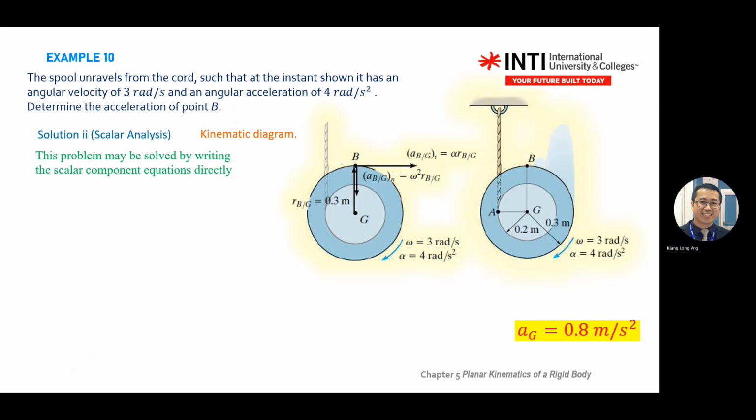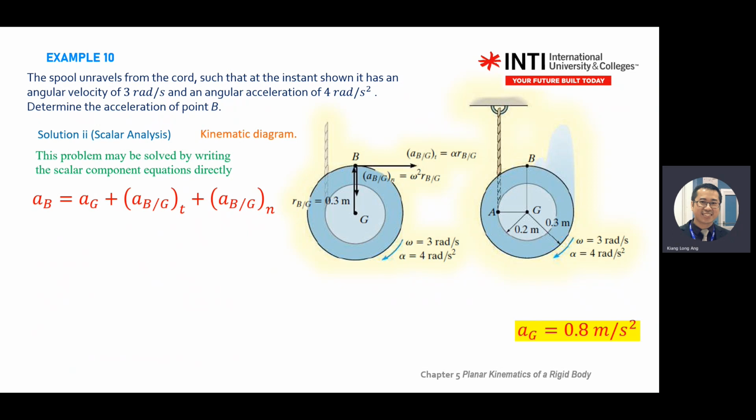The tangent is alpha r. The normal acceleration is omega square r. This is the one that I wrote on the whiteboard. So memorize this one. Then r is given. You can calculate it from the diagram.